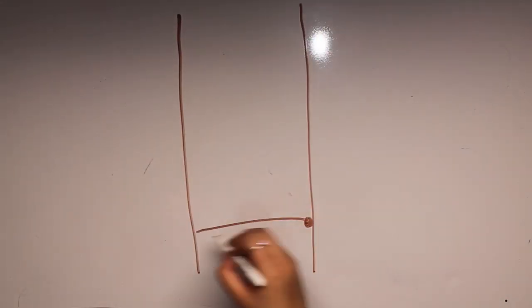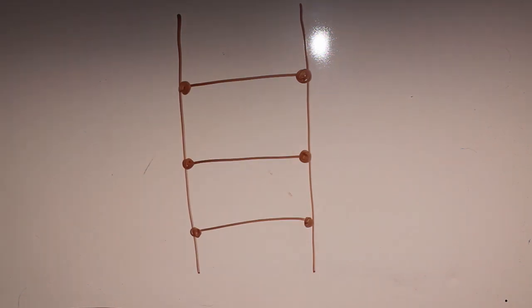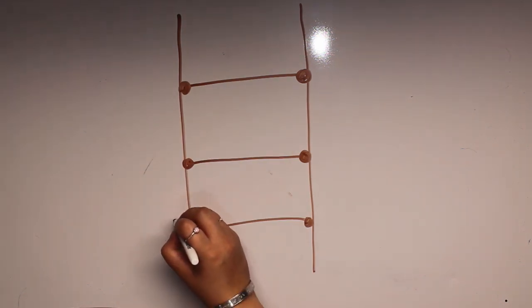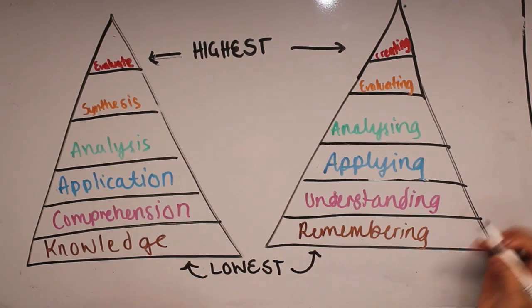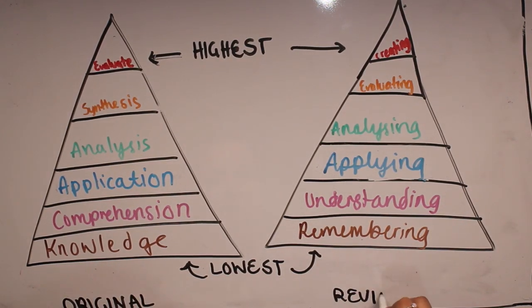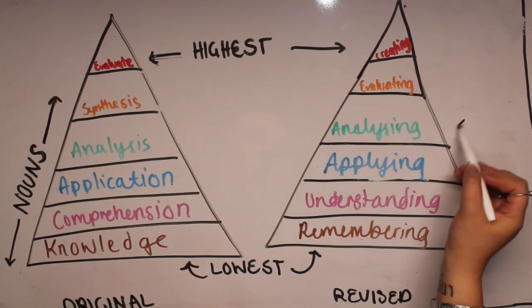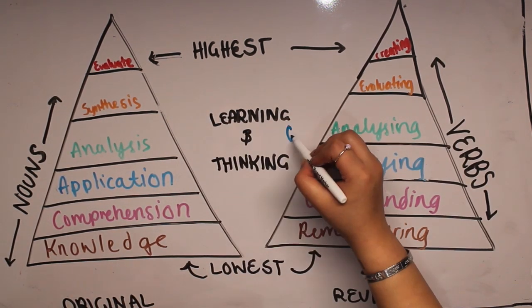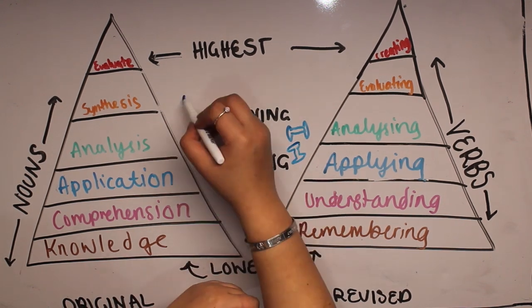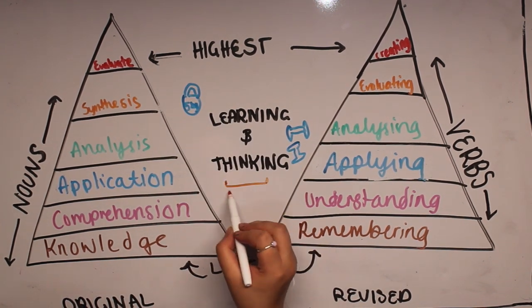Using Bloom's taxonomy is a process similar to climbing a ladder. You must start from the bottom and conquer each step in order to get to the next step. When Bloom's taxonomy was revised, slight changes were made. Most noticeably, the nouns from the original version have been replaced with verbs in the revised version. This is because learning and thinking is an active process, so we should be using an active vocabulary to encourage that.